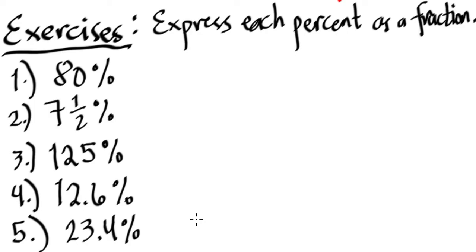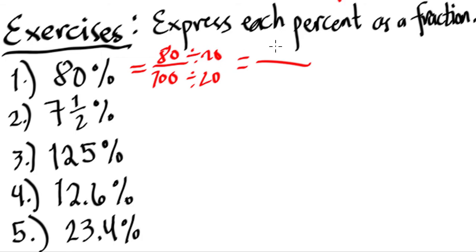Okay, so I think we can answer that right now. For number one, I think we can answer this straightforwardly. We have 80. We can drop the percent symbol: 80 over 100. Can we simplify this? Yes, we can. Divide them both by 20. That's the greatest common factor. So this will give us what? 4 over 5. So 80% is equivalent to 4 over 5.